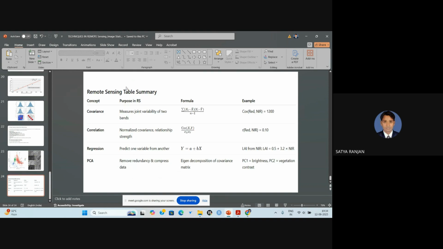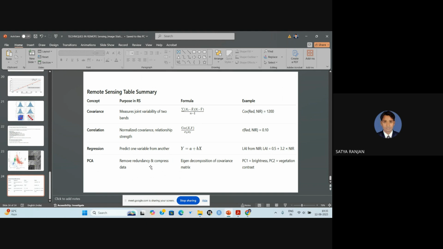So this is some remote sensing based covariance, correlation, regression, and PCA. The covariance of two bands is generally calculated, and this is the formula. For example, this is 1200 for the same value. Then the normalized covariance, the relationship strength, is 0.1 for the same image, and the regression model is y equals a plus bx, where the leaf area index of a particular area of the same satellite image is 0.5 plus 3.2 times near infrared.